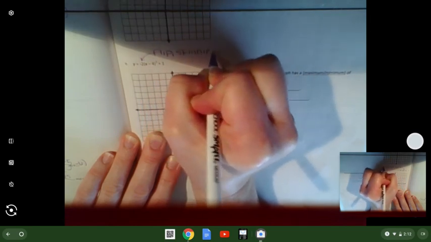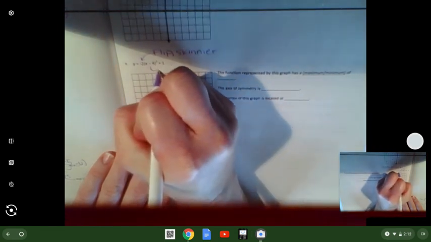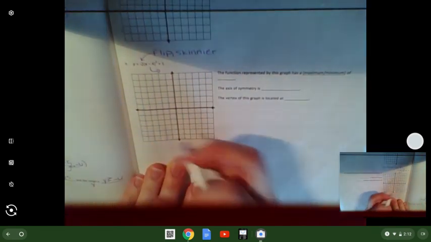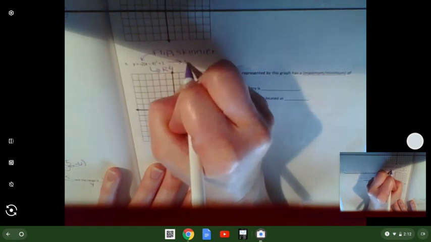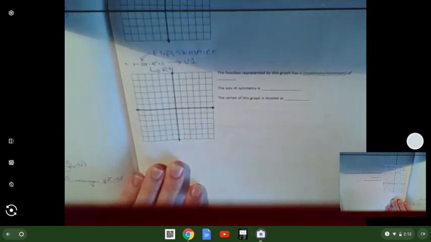So here we go. Things that have happened. Negative 2. Ooh, it's negative, so that means I'm going to flip, and if I work out twice as much, I'm going to get skinnier. Inside the parentheses is my left and right. Remember, left and right are backwards from what you think it is. So a negative is going to be to the right 4. And on the outside, my k values, up and down makes sense. I'm going to go up 1.